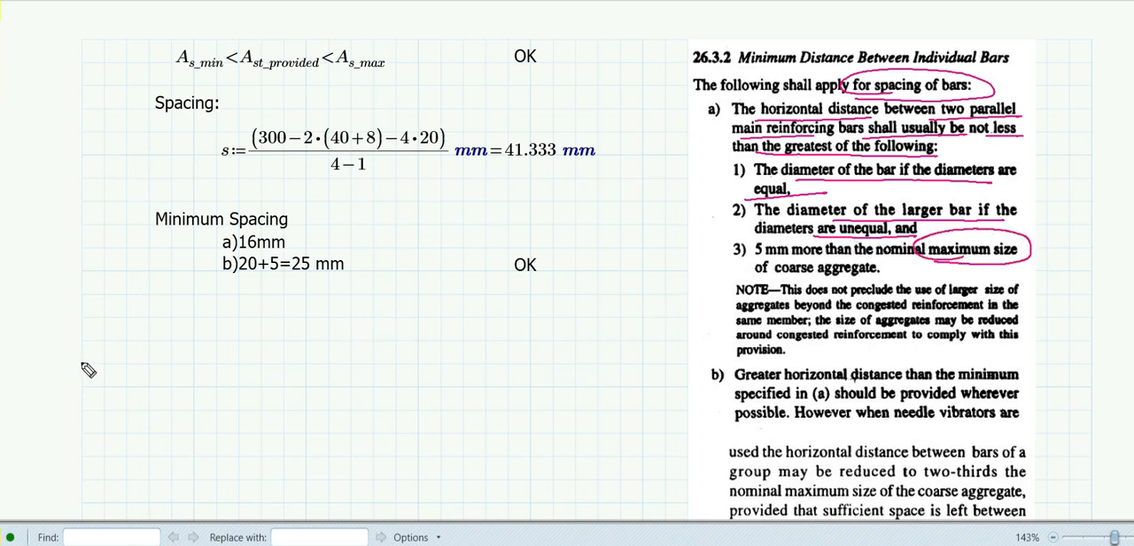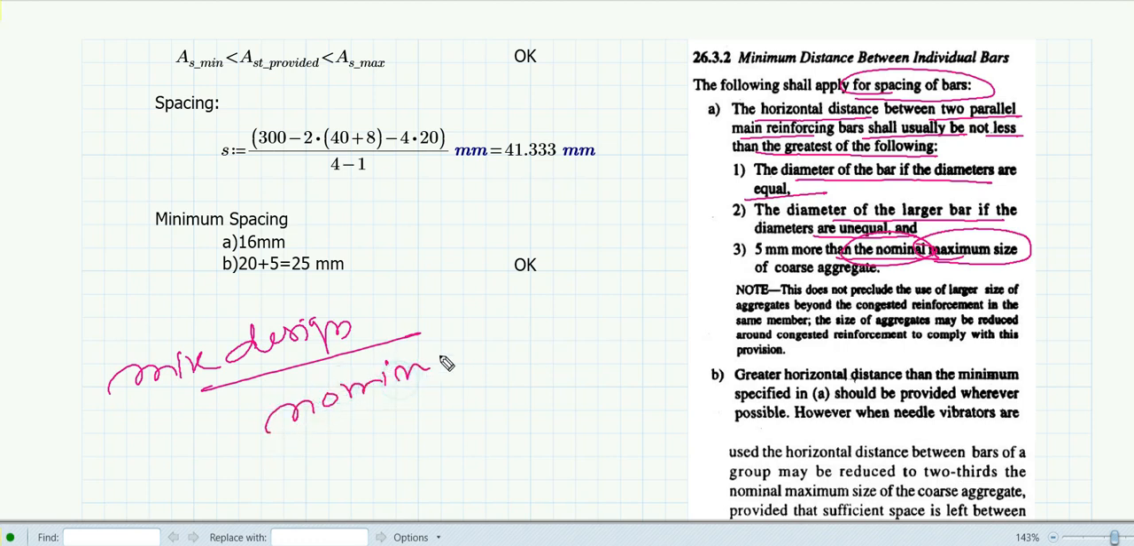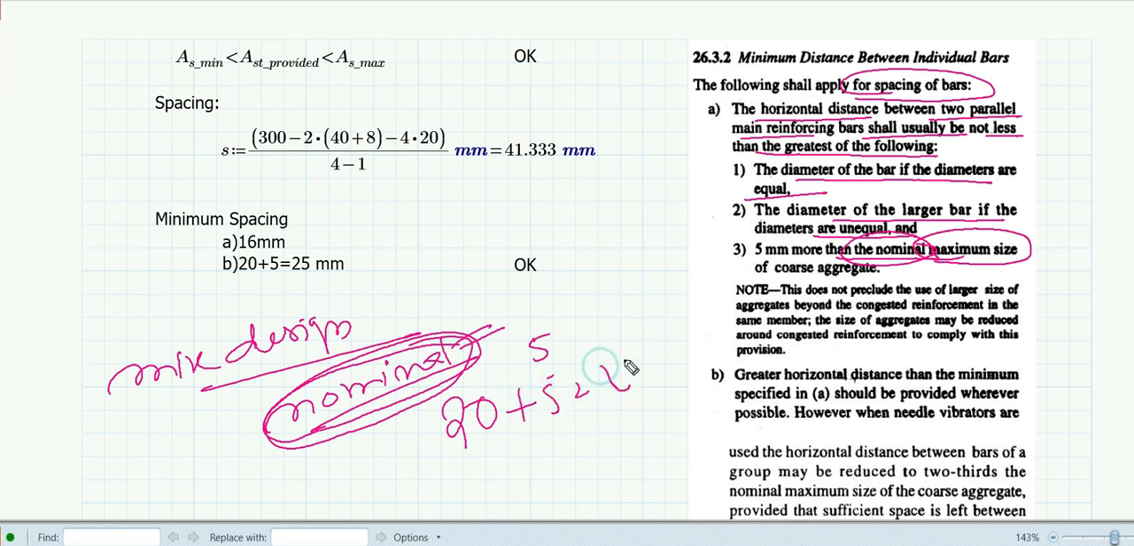I think in mix design you have heard about this term, nominal size of aggregate. You have used 20 mm down, 10 mm down, 30 mm down, these kinds of things. So whatever nominal size of aggregate you have used, the spacing should be more than that plus 5 mm. If you are using 20 mm nominal size, then 20 plus 5 becomes 25.